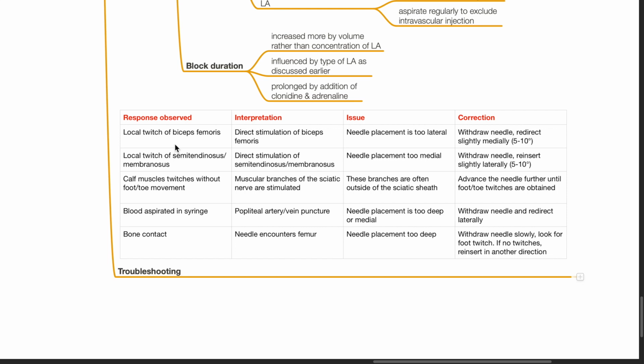Response observed: bone contact. Interpretation: needle encounters femur. Issue: needle placement is too deep. Correction: withdraw the needle slowly. Look for foot twitch. If no twitches, reinsert in another direction.